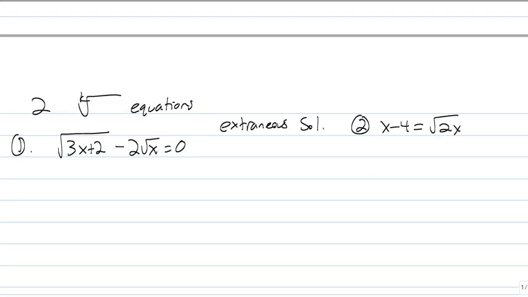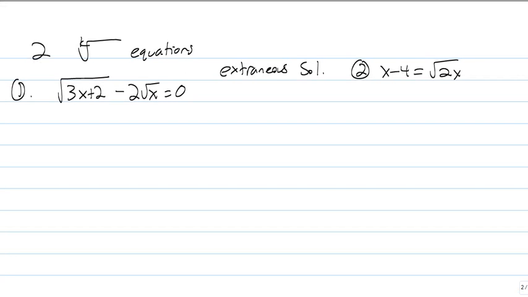So when there are two root equations, first of all, what an extraneous solution is: if I solve something like the square root of x equals -1, and I square both sides, I get x is equal to 1. However, if I plug 1 back into my original equation, is the square root of 1 negative 1? No, it's not. So we would say that 1 is an extraneous solution.